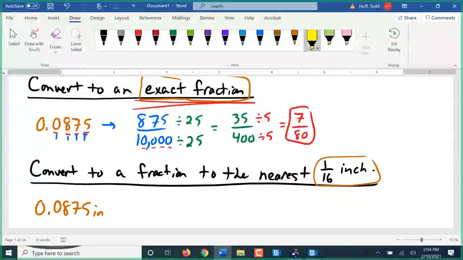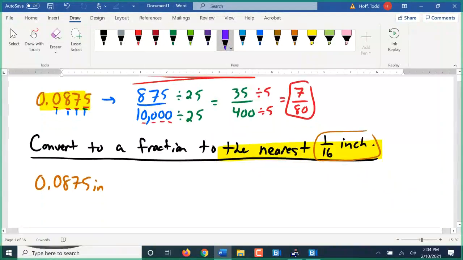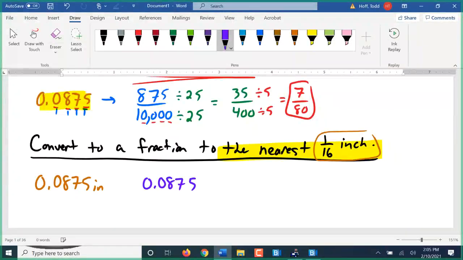The process, now we just did the same decimal up here to the exact fraction. The process of converting that decimal to a fraction to the nearest 16th is very, very different. From the very beginning, it's a different process. Take our decimal, 0.0875. And we are going to make it a fraction, but we're not going to make it a fraction based on the decimal place. Up here, this fraction was created based on the decimal place, original decimal. Here, we're going to convert that into a fraction by simply putting it over 1.